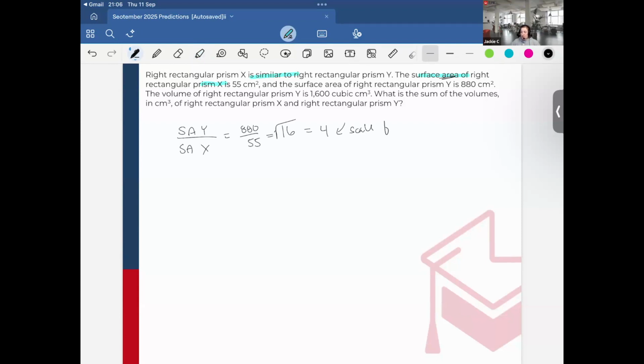And then if I know that 4 is the scale factor, and I know that volumes will scale by what I wrote earlier, which was k cubed, then I'm just going to take 4 cubed, which is equal to 64. And then we'll do the volume of prism Y, which we're given as 1600, and put that over the volume of rectangular prism X, which we have now deduced as 64. And that's equal to 25. And then the final step is to do 1600 plus 25.